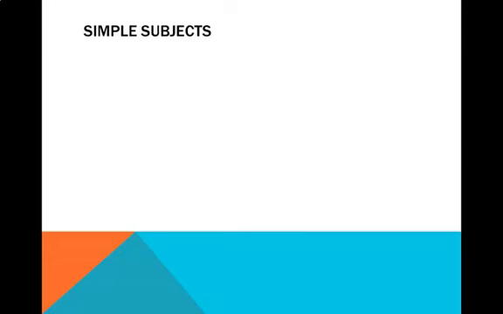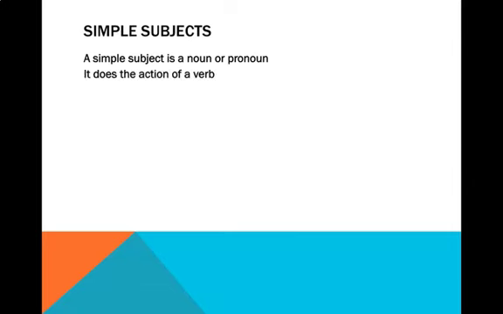Here are some rules for simple subjects. First rule is a simple subject is a noun or a pronoun only. Second rule is it does the action of a verb, assuming it's an action verb. Remember, we have some state of being or linking verbs out there too. 99% of our verbs are going to be action, or again, pretty close to 99%.